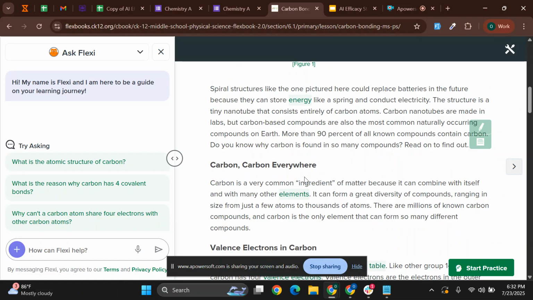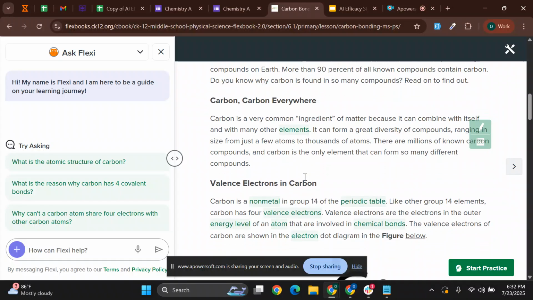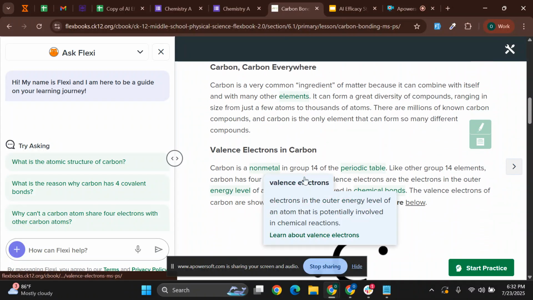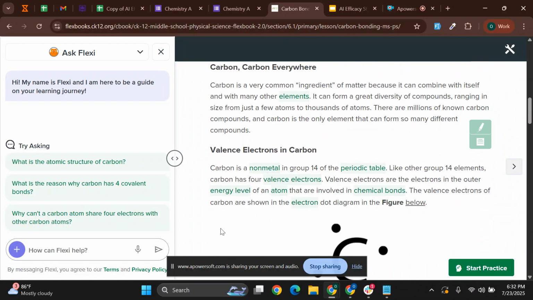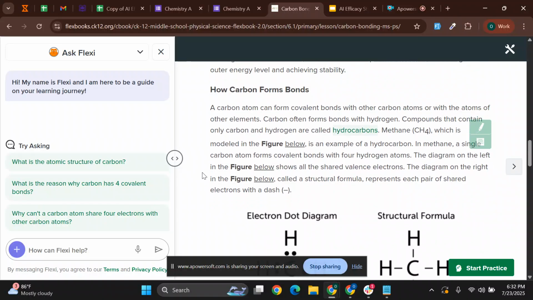Nanotubes are made in labs, but carbon-based compounds are also the most commonly naturally occurring compounds on Earth. More than 90% of all known compounds contain carbon. Do you know why carbon is found in so many compounds? Carbon is a very common ingredient of matter because it can combine with itself.